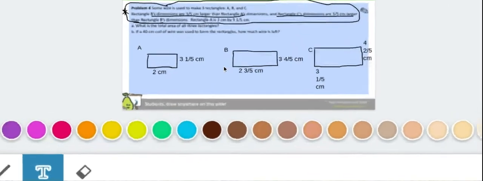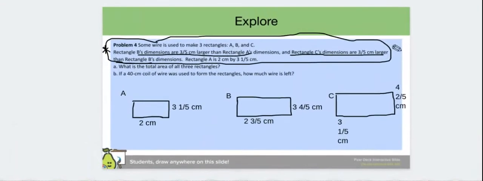So we were able to use the information that was given to us in this problem in order to decide and see what is the actual measurement of each of these three figures' lengths and widths. And we were able to figure that out all based off of the measurements of rectangle A. So in our next video, we are going to dig a little deeper into those dimensions and find the areas of all of these three rectangles.